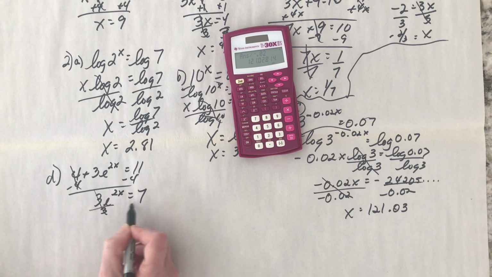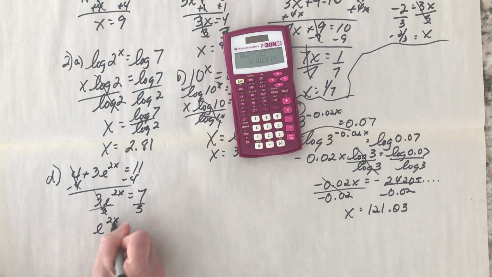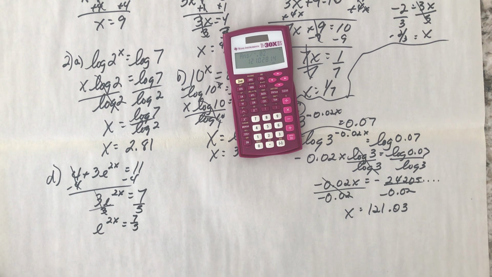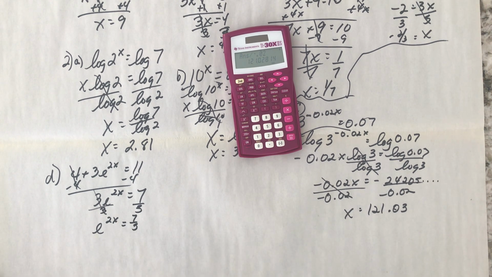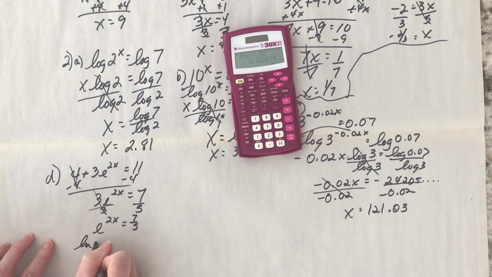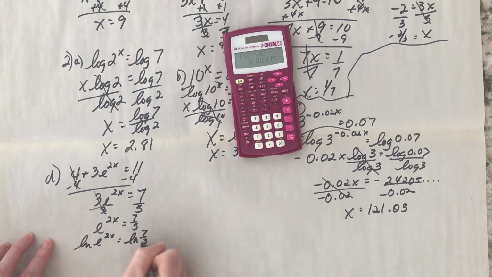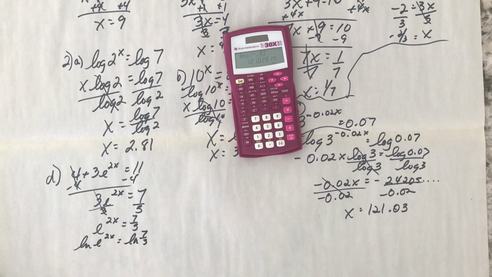Let's divide by 3. There are a couple of different ways you can do this, and this makes just as much sense as anything else. Now let's slap logs on both sides, except don't use log because we've got an e here. That's the hint that you want to use natural log for this problem. So let's slap natural log of e to the 2x equals natural log of 7/3.